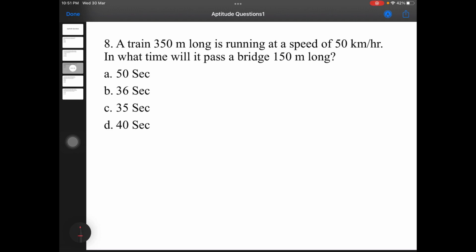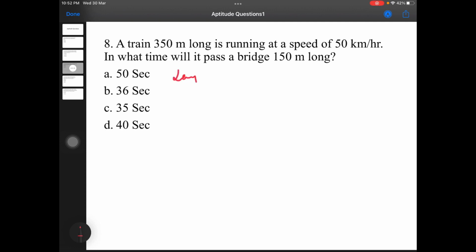Question number 8. A train of 350 meter long is running at a speed of 50 km per hour. At what time will it pass a bridge of 150 meter long? Option A 50 seconds, option B 36 seconds, option C 35 seconds, option D 40 seconds.